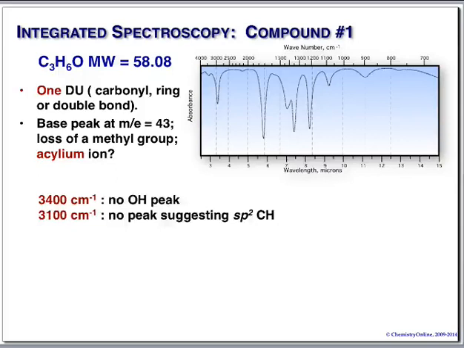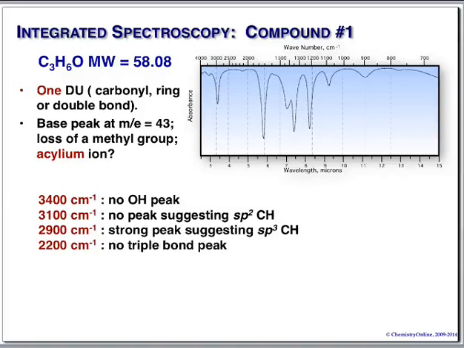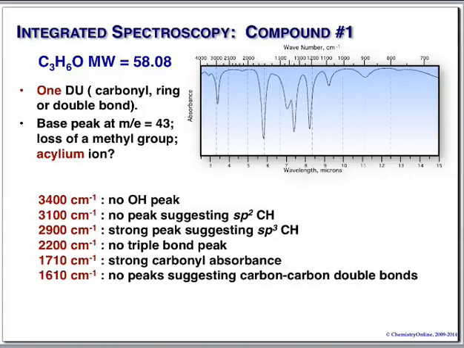Just below 3000, we have a nice peak. We have saturated or sp3 CH. We have nothing here in the triple bond region, but we have a beautiful fat carbonyl here at about 1710. In the 1600 range, we don't have anything to suggest a double bond. The carbonyl here and this m/e of 43 really suggests that we have an acylium ion. Any questions?